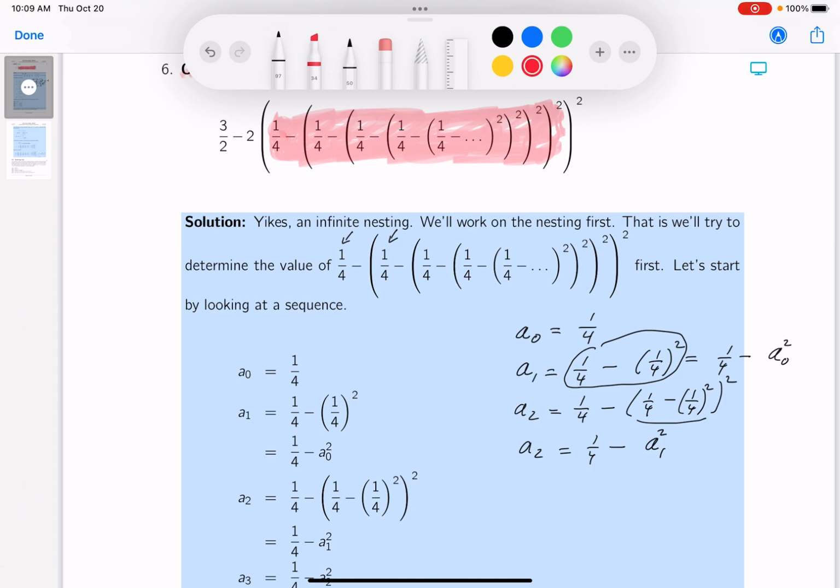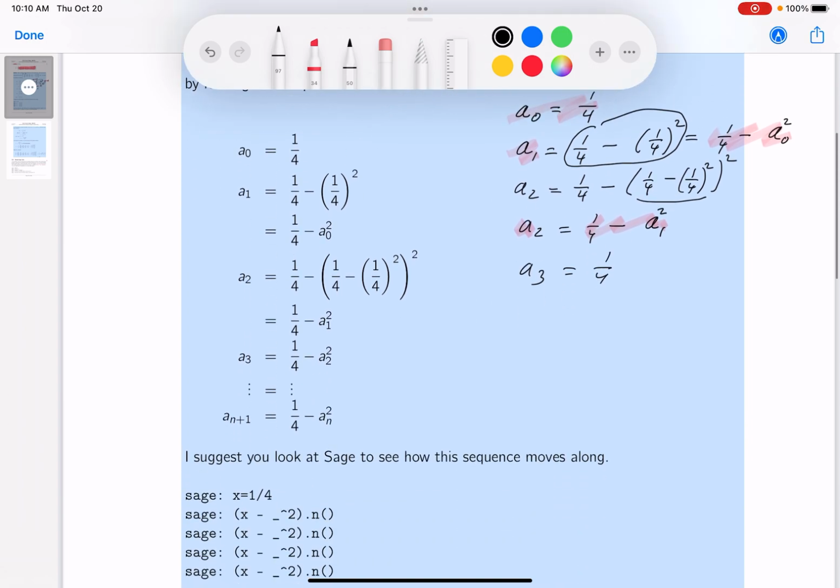So I'm starting to see something. I got a seed value here. A1 looks like this. A2 looks like this. So I think I could write down A3 now. What's A3 going to be? 1/4 minus A2 squared. And you can keep doing this over and over and over again.